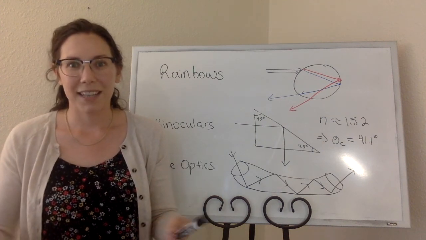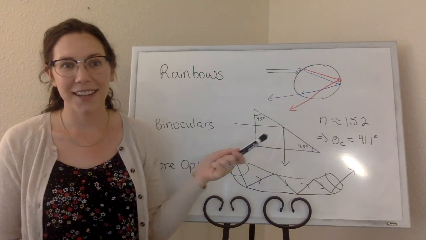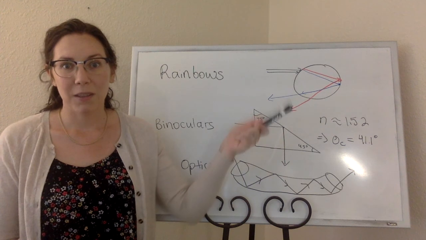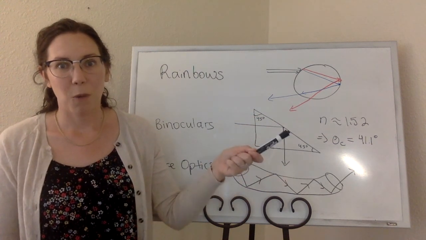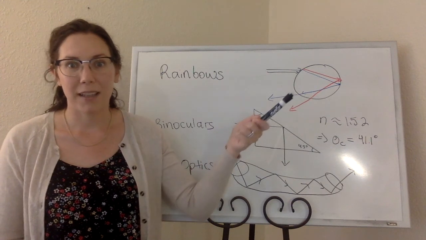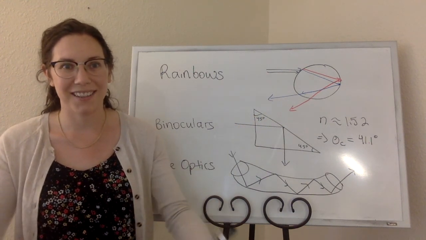Now we see these as bands because the light will then be directed at different angles, and only certain rays will enter our eye, and it depends on the height of the droplet. So water droplets at different heights will refract different colors that reach our eye, and we end up seeing these bands of different colors in the sky.